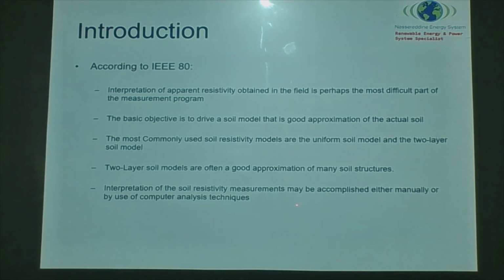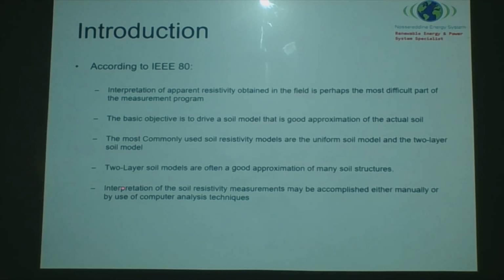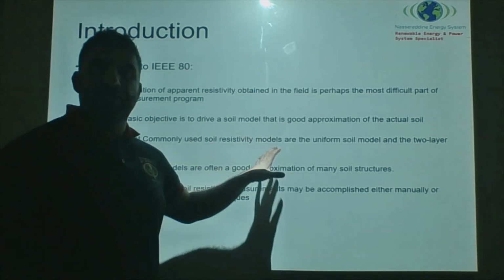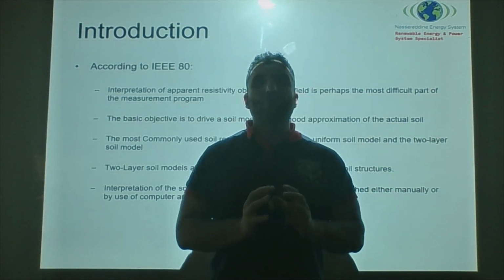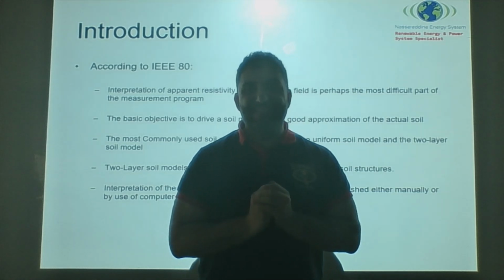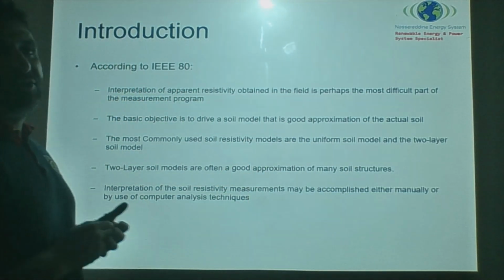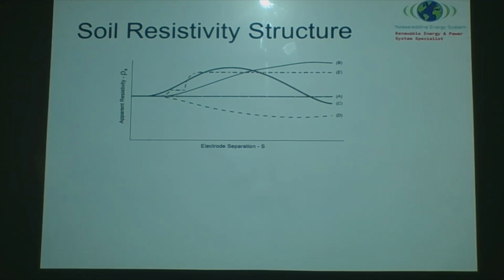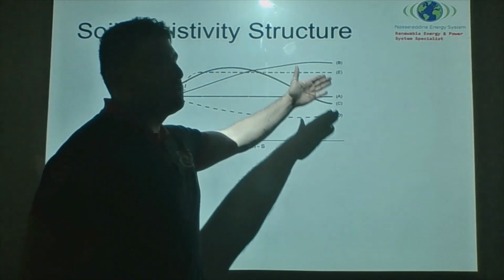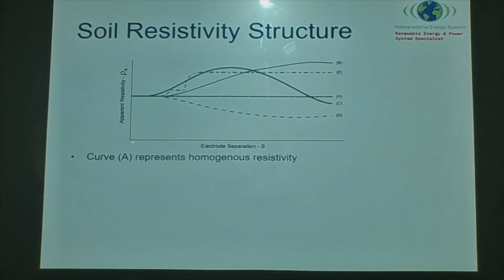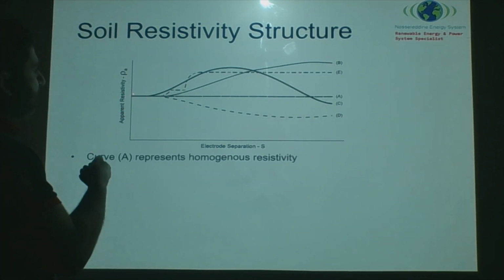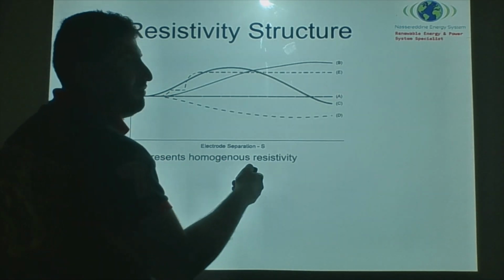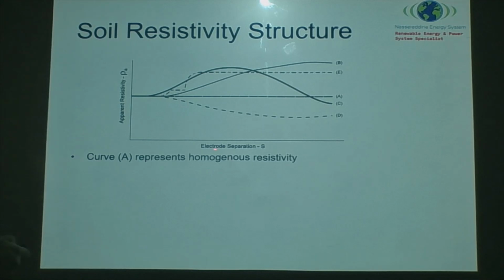Interpretation of the soil resistivity measurements may be accomplished either manually or by use of computer analysis techniques. During our lecture today, I am going to show you how you can do a hand assessment using the IEEE 80 standard. Before we go into the analysis, I would like to explain the types of soil structures available, or these are 5 types of soil structures. Type A, when you have one type of soil, one layer, homogeneous soil.